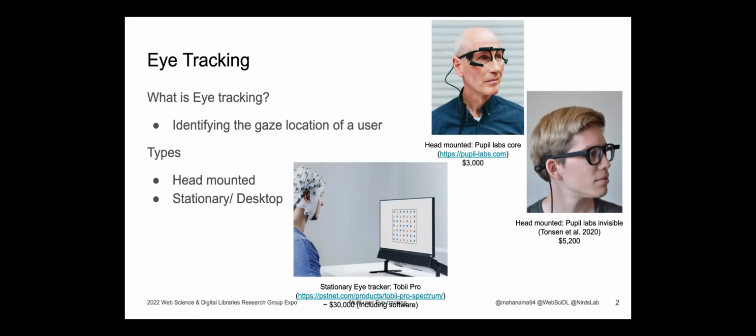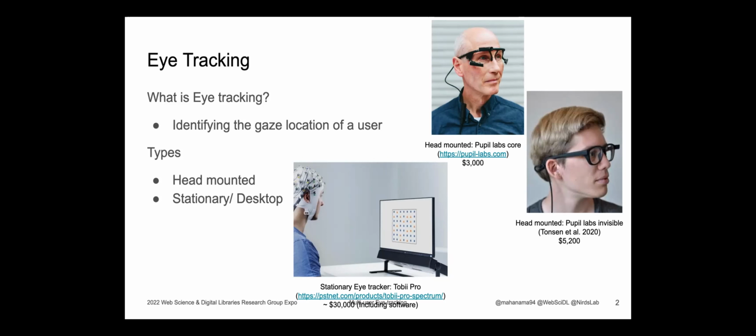What is eye tracking actually? We can define eye tracking as identifying the gaze location of a user. In simple terms, it's identifying where the person is looking. For example, if I take myself, currently I might be looking at the slides, or I might be looking at the chat window over the screen. So essentially, eye tracking is identifying where the person is looking.